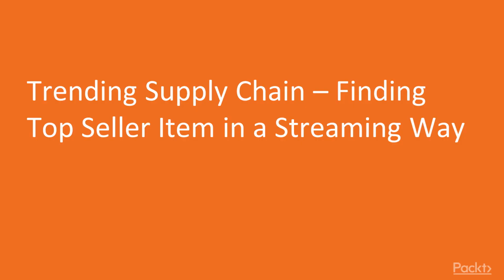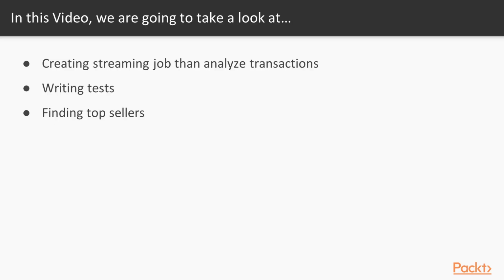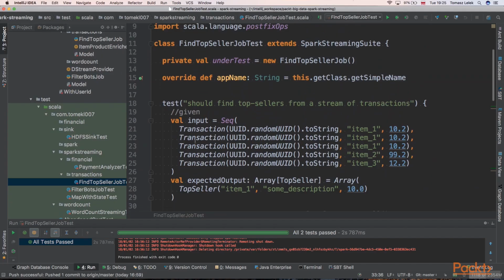And this is the first video in which we will be looking at the trending supply chain. So we'll be finding top seller items in a streaming way. We'll create a streaming job that analyzes transactions. We'll be writing tests for our job and finding top sellers. Let's start by looking at the test.